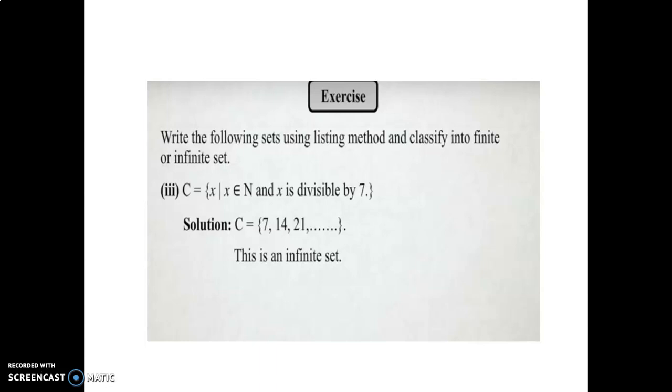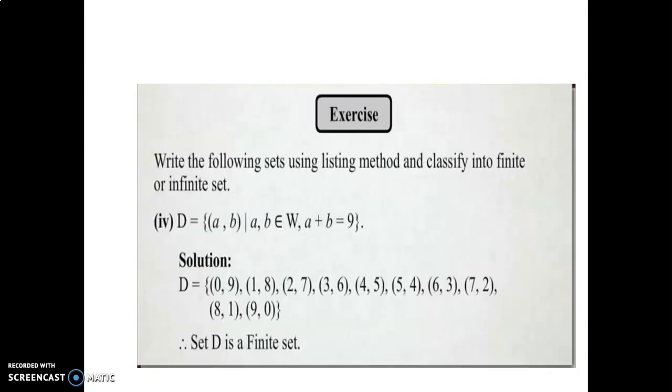Next, C equals {x such that x belongs to N and x is divisible by 7}. So you'll write in listing method C equals {7, 14, 21, ...} and it will continue. This is an infinite set as the elements are unlimited and uncountable.